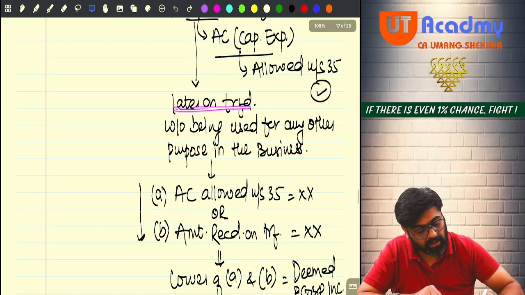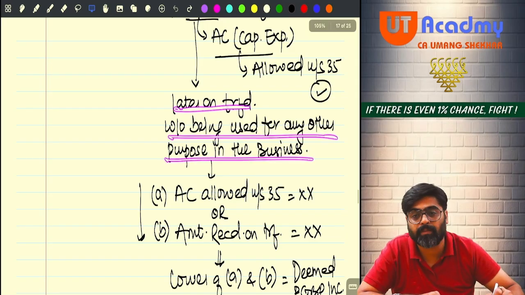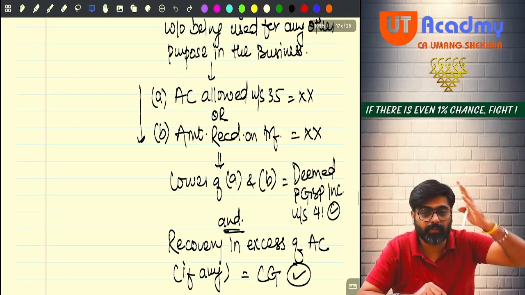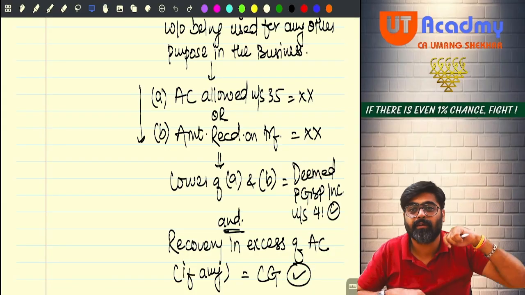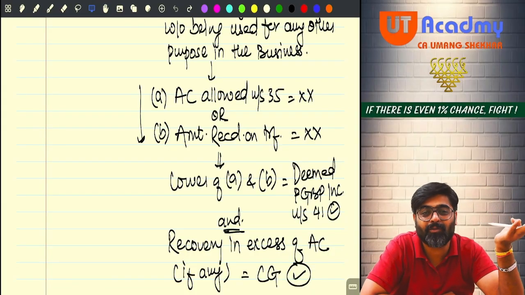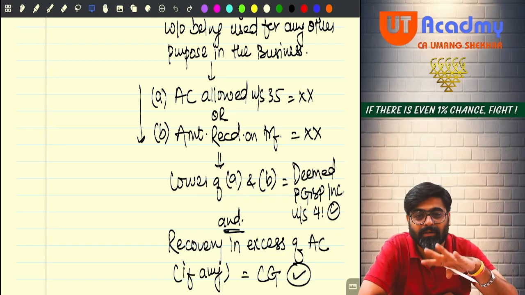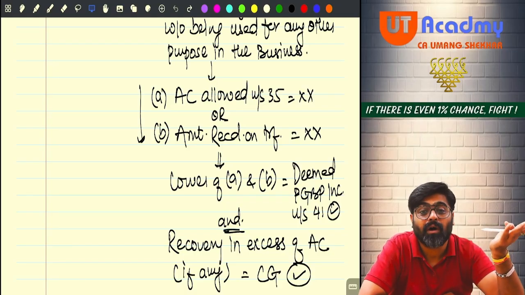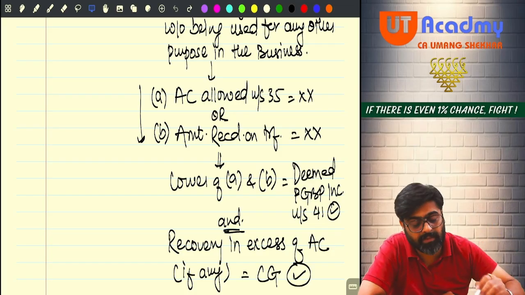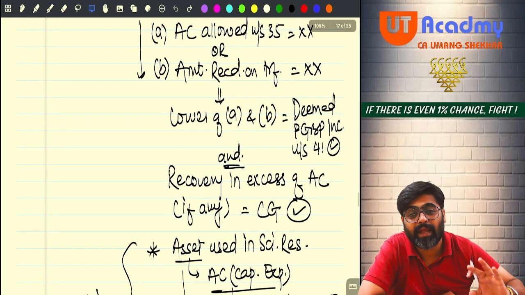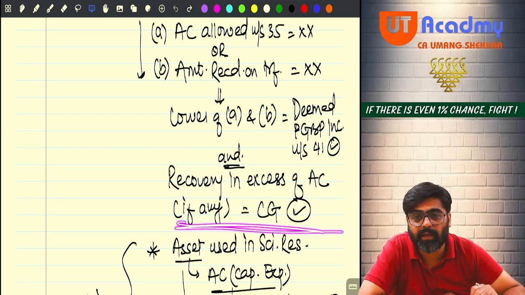But now later on it is transferred without being used for any other purpose. What will you do? Two parts we did, no. Left hand side part and right hand side part which we did. In that right hand side part, the amount received or the amount of actual cost allowed, whichever is lower, that amount will be treated as your deemed PGBP. Any recovery over and above the cost will be your capital gain.